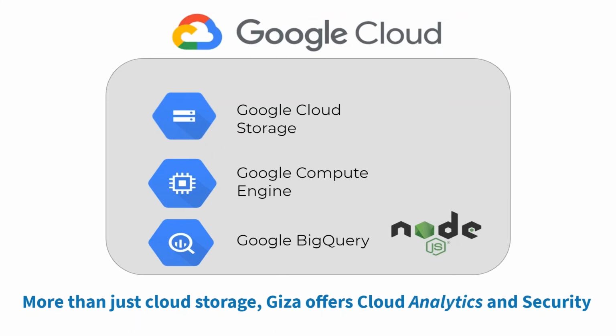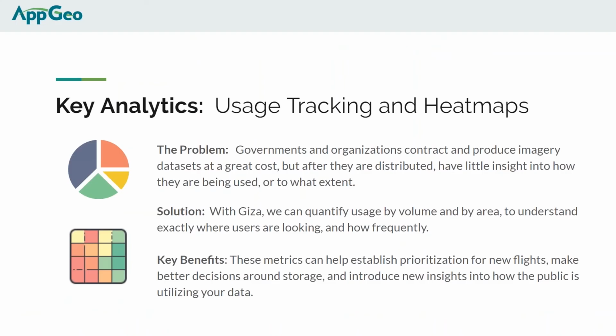So looking at the analytics piece, organizations allocate a great number of resources into creating these data sets, commissioning a flyover, purchasing imagery from a vendor. But as of now, they often have pretty much no visibility into who is using them or for what purpose or how they're being used or what's being downloaded. And with Giza, we can put numbers behind all of these elements.